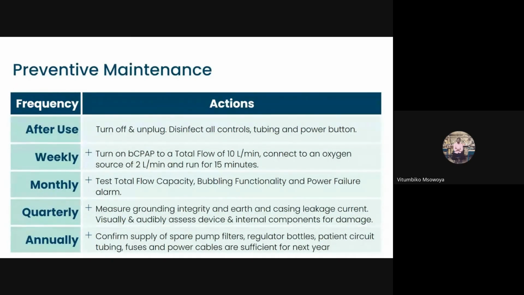Annually, it is the responsibility of the technician or the biomed to forecast for spare parts. After assessing which spare parts we need most compared to the others, we focus on those, as well as accessories.